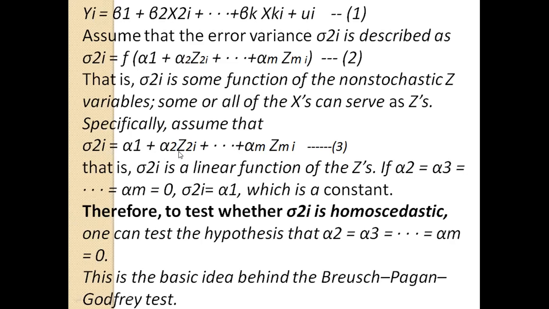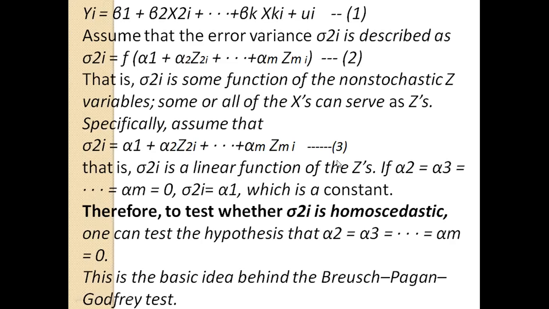What it means? The alpha 2 value, alpha 3 value, may influence the variance of the error. If the alpha 2 value, alpha 3 value up to alpha m is equal to 0, it means that the coefficient is 0 value. Nothing but the z variables are not influencing the error values. So in that case only we will conclude that there is no heteroscedasticity.